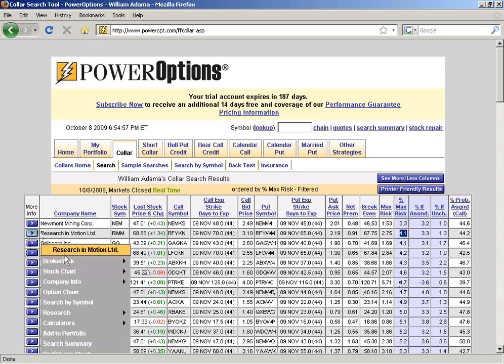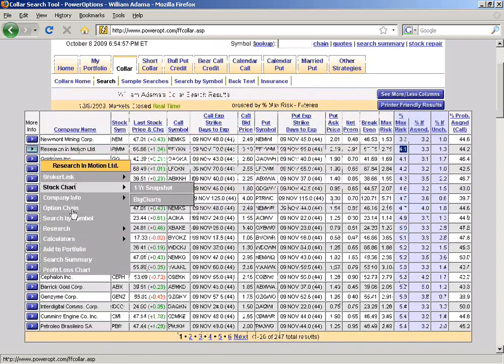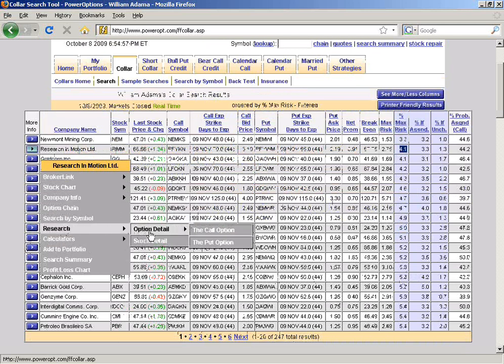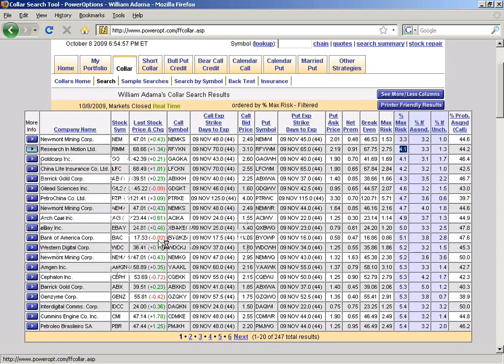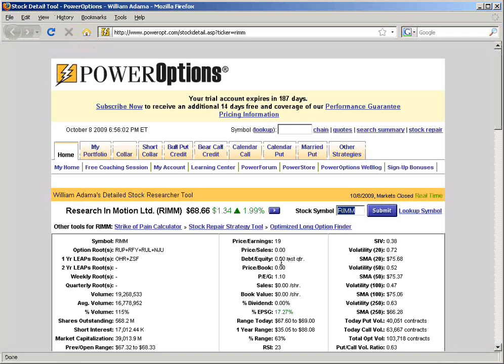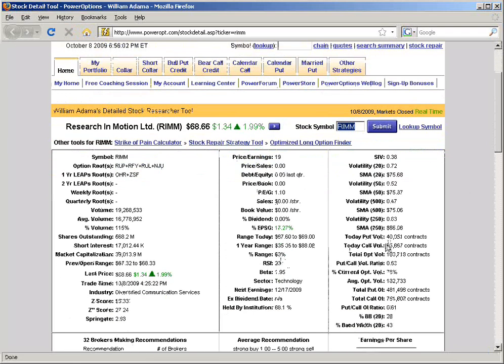What do we know about Research in Motion and the time frame that we're in? In order to do that, let's go into some of the analysis tools that we can quickly link to using that More Information button. I'm going to go to Research, and I'm going to go to Stock Detail. And here, what we see is that we don't have a dividend date, and the earnings date actually is on 12/17. So it's actually after the earnings date.